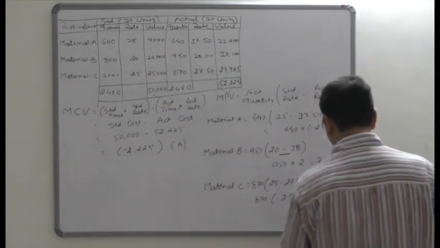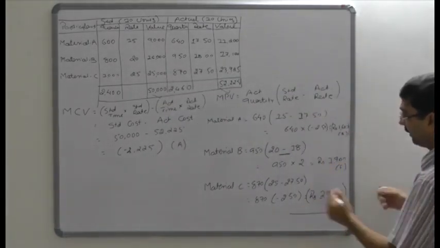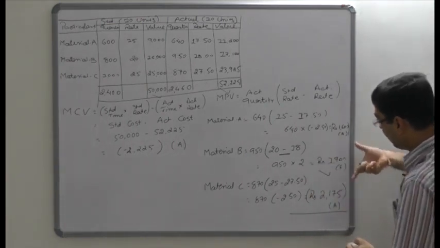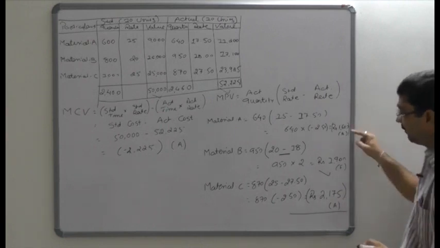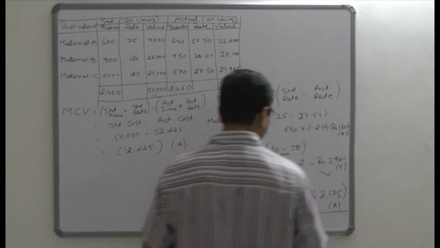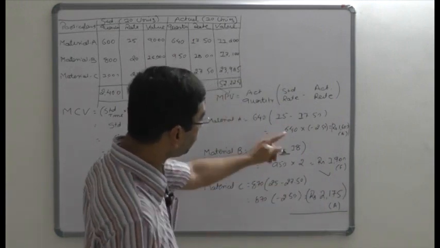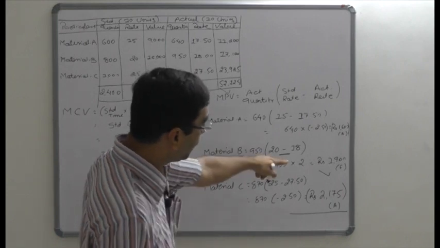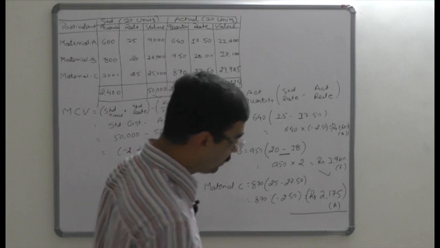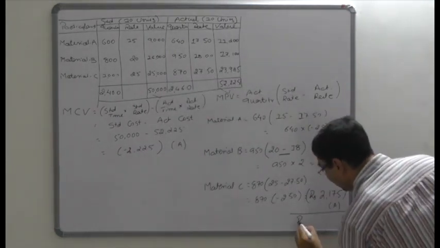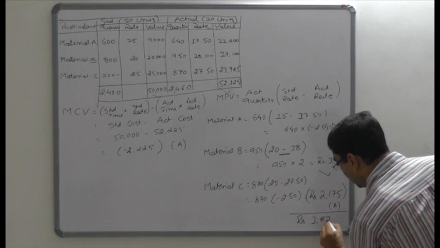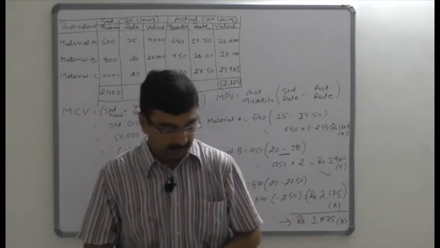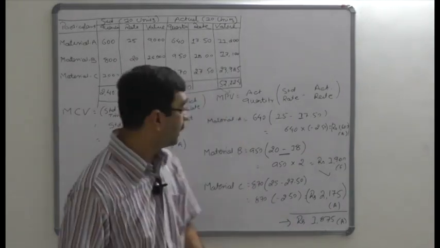Now we'll make a total of all three variances. Only one is favorable, and two are adverse. So first we make a total of adverse: 2175 plus 1600 comes to 3775. Total adverse is 3775, minus one favorable, that is 1900, which comes to 1875. 1875 overall adverse. This is your material price variance in all.